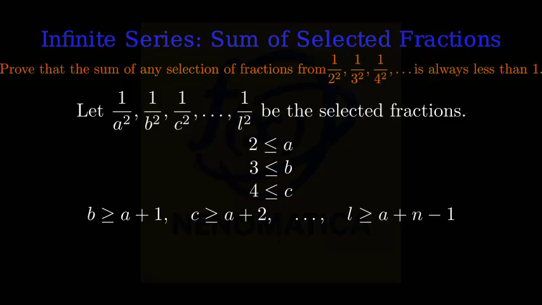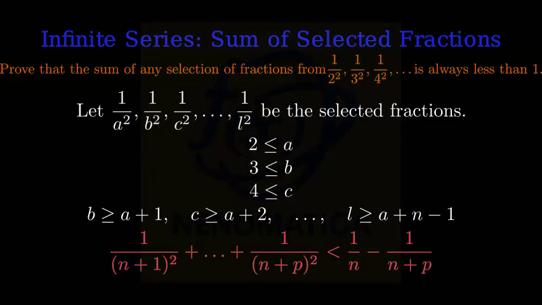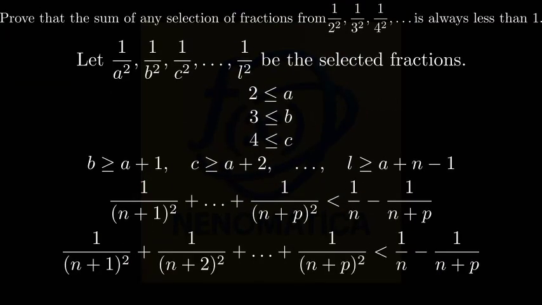Now, we'll use an important inequality that we've previously proven. For any positive integer n and a positive integer p, the sum from k equals n plus 1 to n plus p of 1 over k squared is less than 1 over n minus 1 over n plus p. We can rearrange this to get 1 over n plus 1 squared plus 1 over n plus 2 squared, and so on, up to 1 over n plus p squared is less than 1 over n minus 1 over n plus p. Let's apply this inequality to our problem.